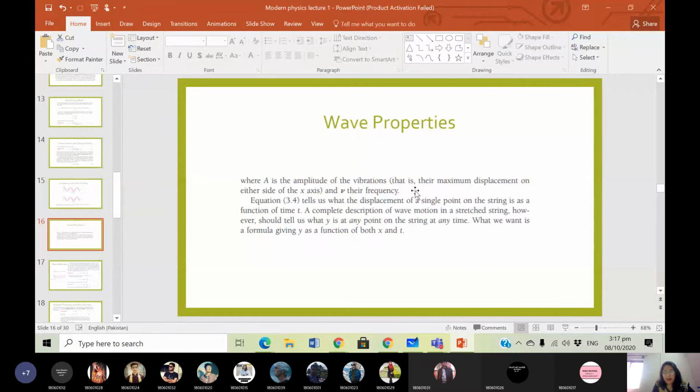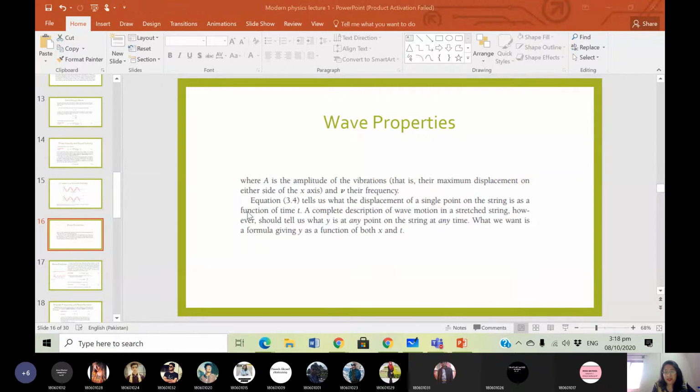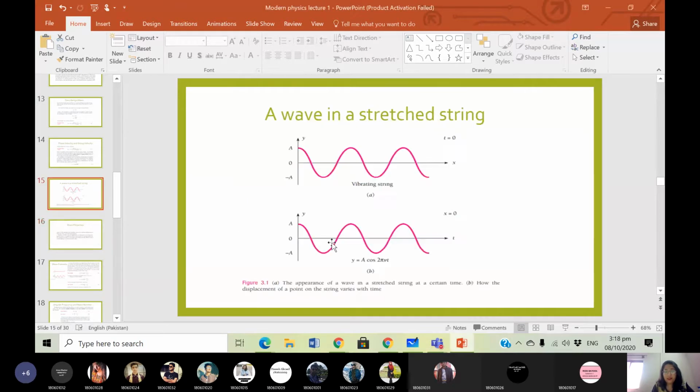So now A is the amplitude of the vibrations, the maximum displacement on either side of the x-axis, and nu is the frequency. So this equation over here, what does that tell us? It tells us that the displacement of a point on the string is a function of time. Okay? So this time, small t, is not the same as capital T. It can be equal to capital T, but it's not always equal to that. Okay? That's why we will get a range, a continuum of values for y at different times. This is for time t is 0 at different x's, and this is for time t varying at a given x.